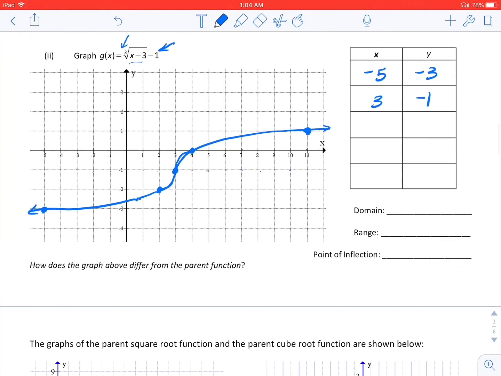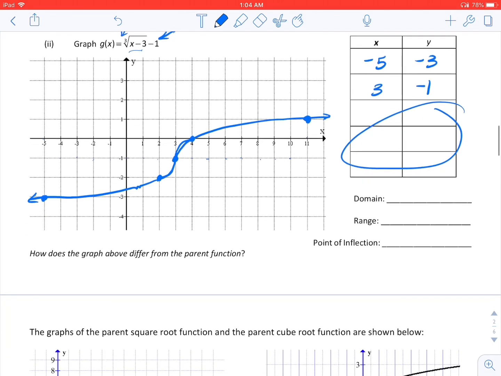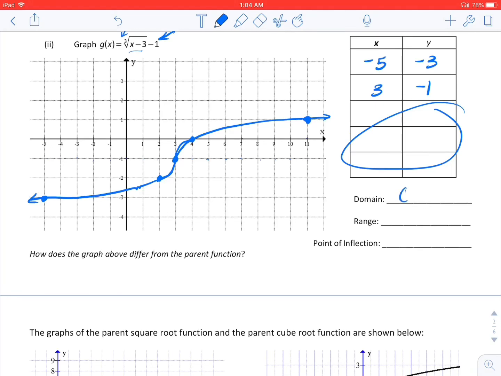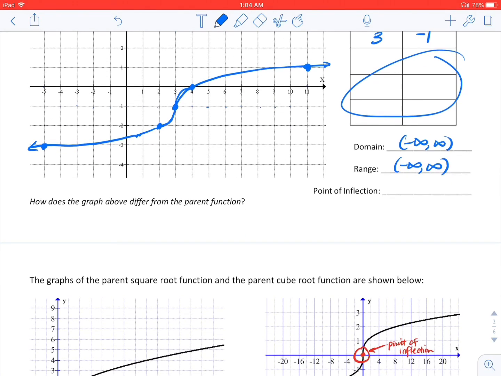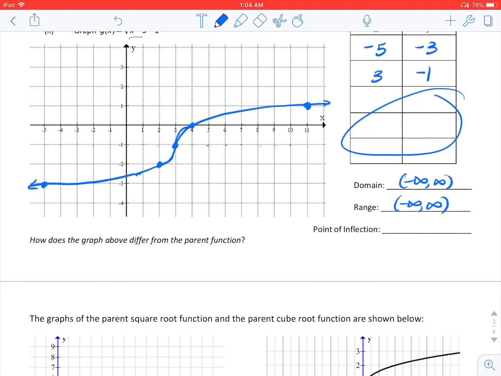While I often do leave space for the numerical representation, it's not my expectation that you approach it that way. You're welcome to, or you can just utilize the transformations of the parent function. The domain, again, of a cube root or an odd index function is all real numbers, and the range is also all real numbers. Point of inflection we determined was (3, -1).